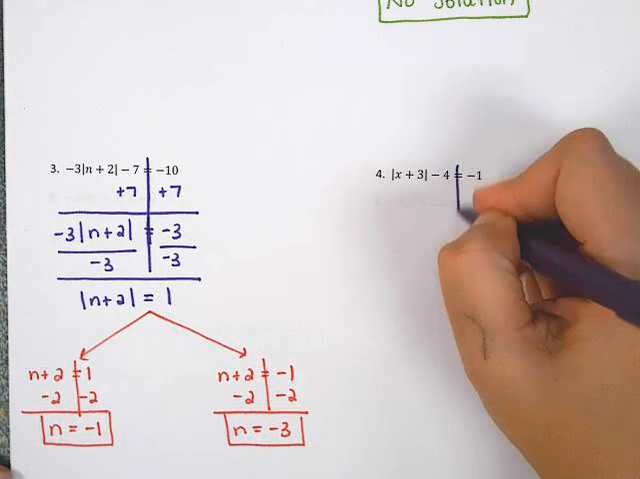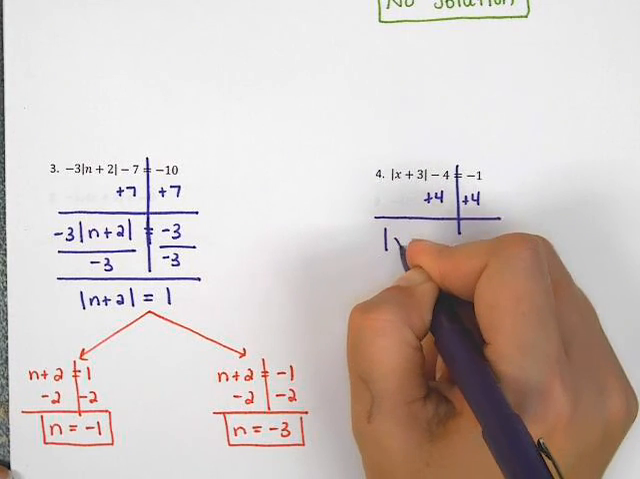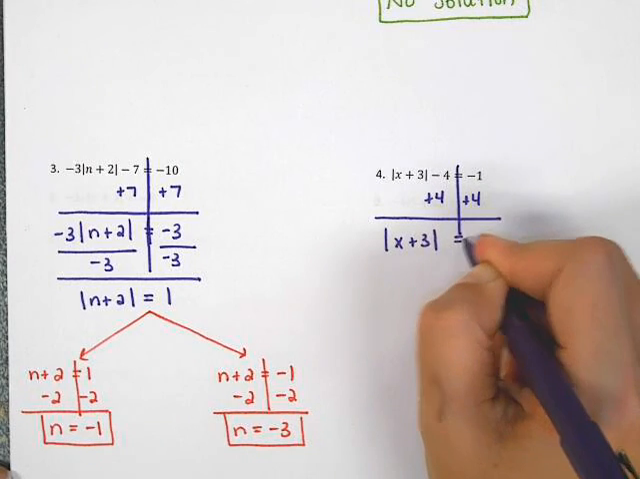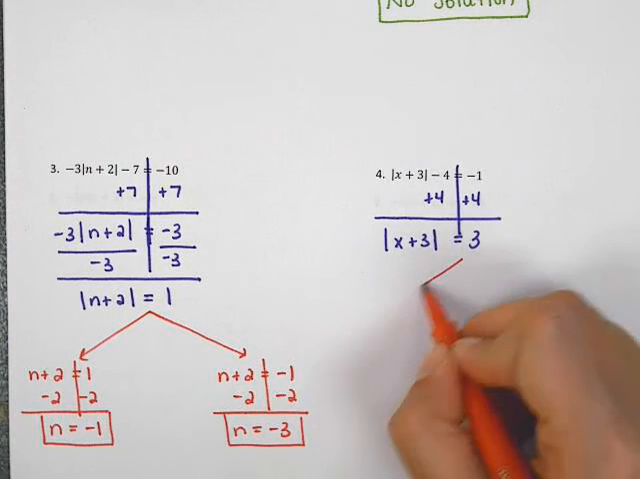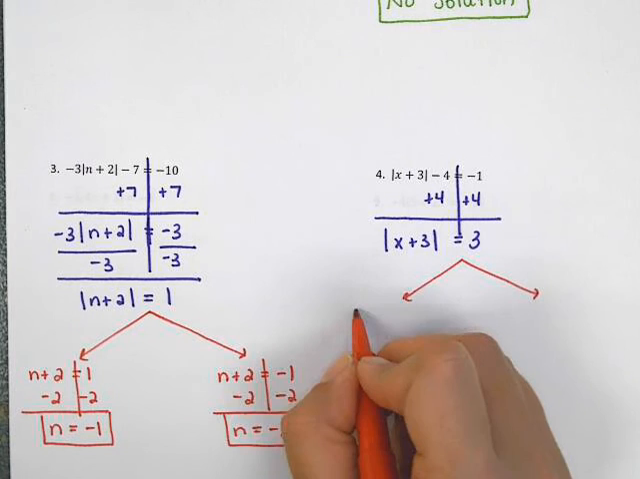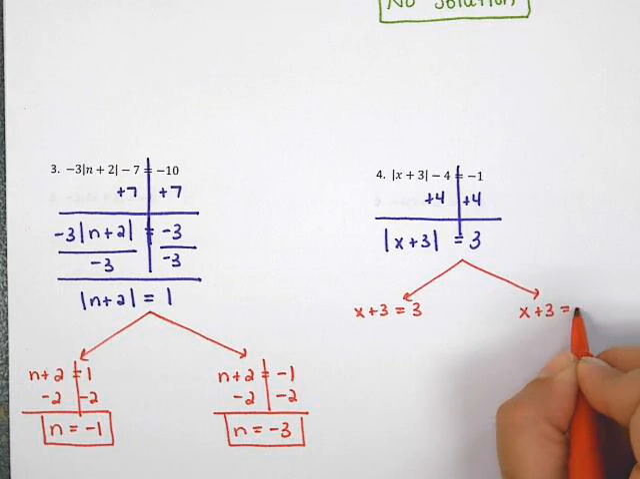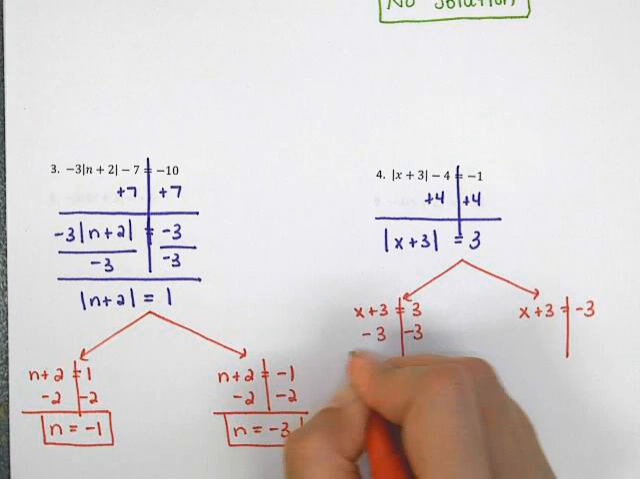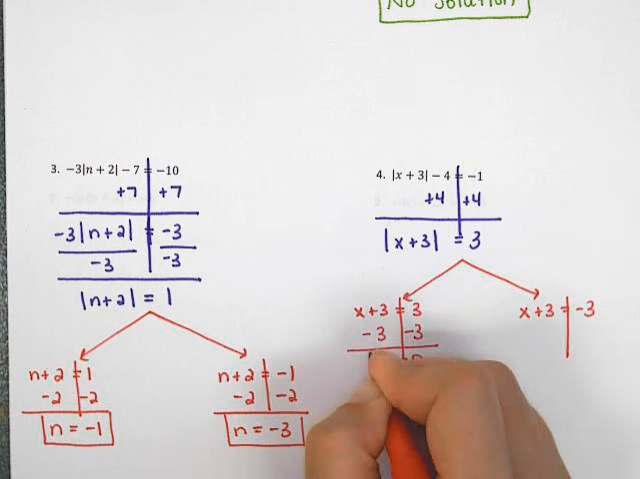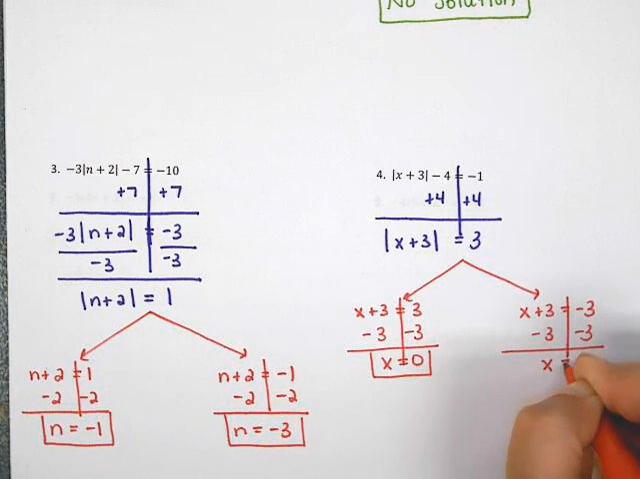But when I isolate the absolute value, so when I add 4 on both sides, I get the absolute value of x plus 3 equals 3. It turns out that I get a positive number when I do that rearranging, which means I actually need to write 2 equations. x plus 3 equals 3, x plus 3 equals negative 3. So I'm going to subtract 3 on both sides, which means x equals 0. And I'm going to subtract 3 on both sides, and I get x equals negative 6.